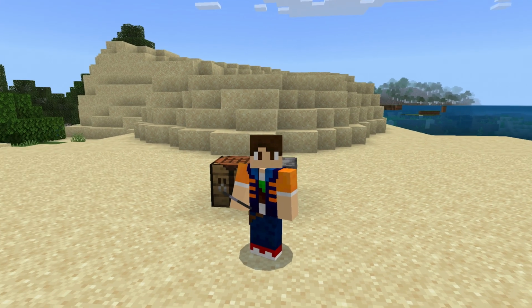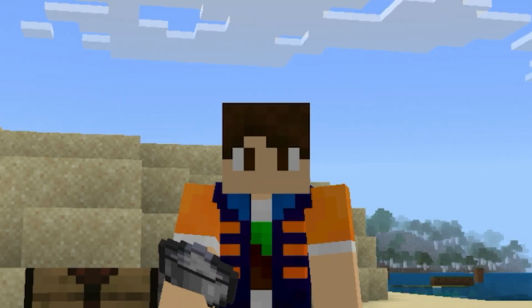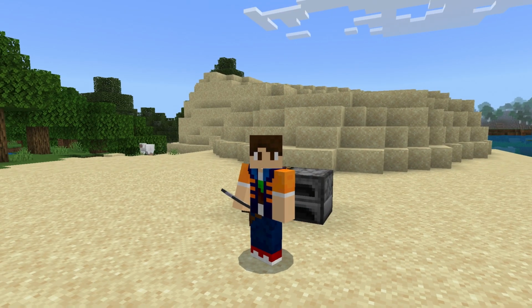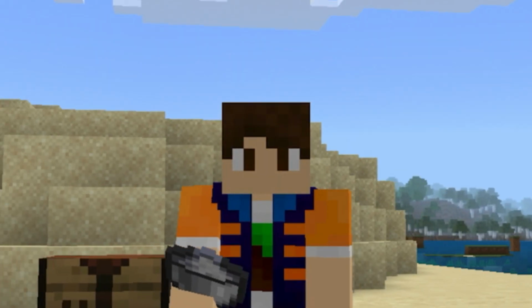Now that's pretty cool and all, we got a bucket of salt, but then that begs the question, how exactly do we get the salt from the bucket? I mean, we can't just uncraft an item, unless you want to make an uncrafting table. Well, yes, we can't do that, but there is still a way to get the salt.